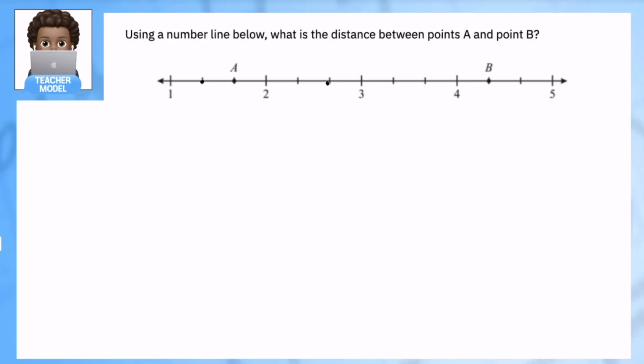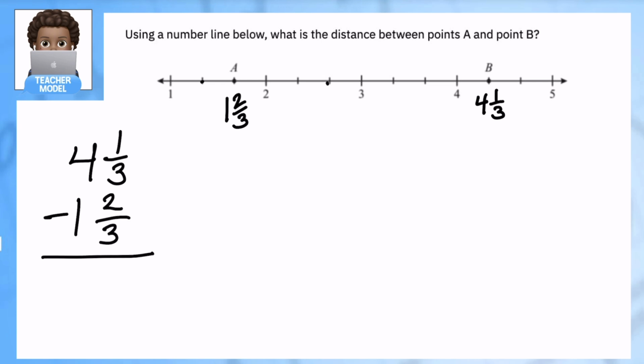So let's start off with a little bit of a review using a number line. These are like fractions. And in this case, I have 1 2/3 and 4 1/3. And I want to know the distance between them. And I could represent this as a subtraction problem. 4 1/3 minus 1 2/3.